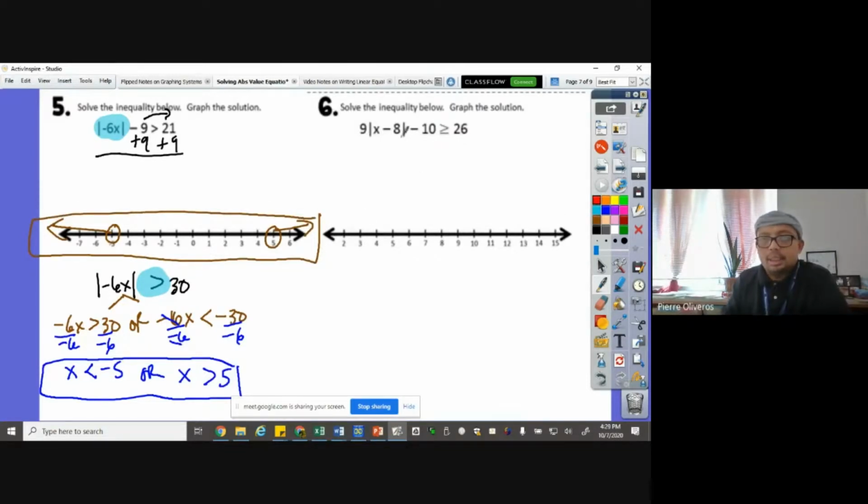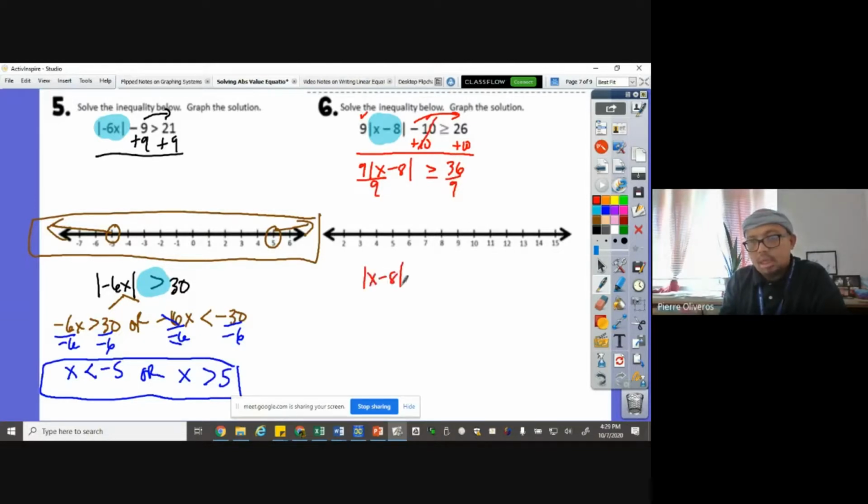All right, next. 9 absolute value of x minus 8, minus 10, greater than or equal to 26. And I have here absolute value of x minus 8. I need to get rid of the negative 10 by adding 10. Move this one to the other side. So I'm going to add 10 here, add 10 there. 9 absolute value of x minus 8 greater than or equal to 36. Divide everything by 9. So therefore, absolute value of x minus 8 greater than or equal to 4.